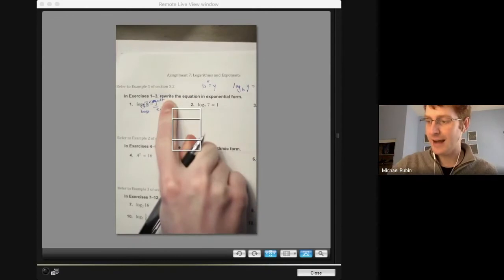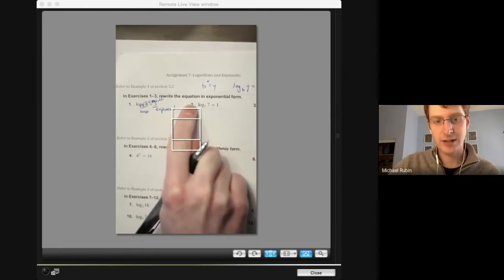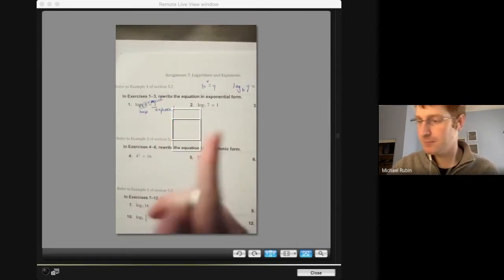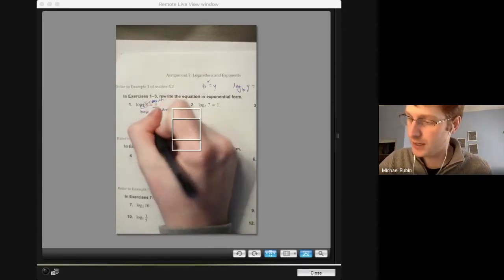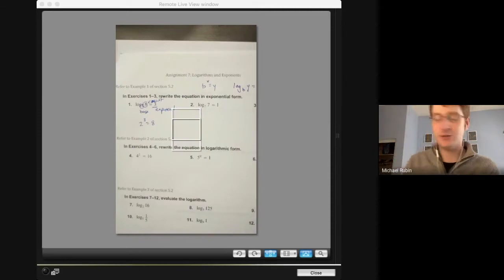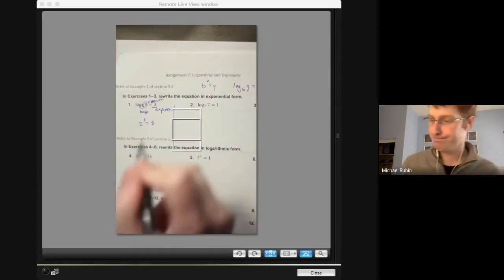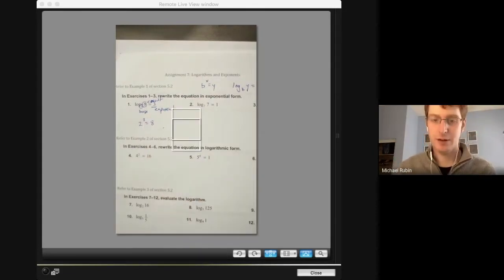So if we're asked to rewrite the equation in exponential form, I can just take my base, which is 2, my exponent, which is 3, and write that as 8. I know that's true because 2 cubed is 8. And that's all those problems are asking you to do.